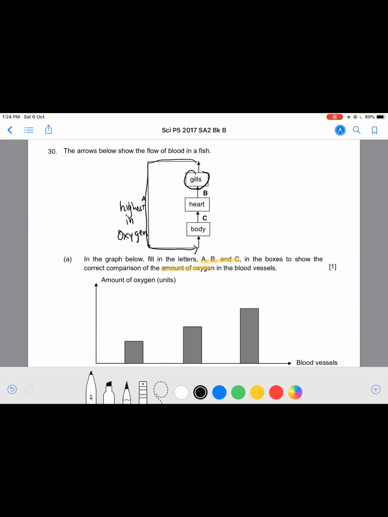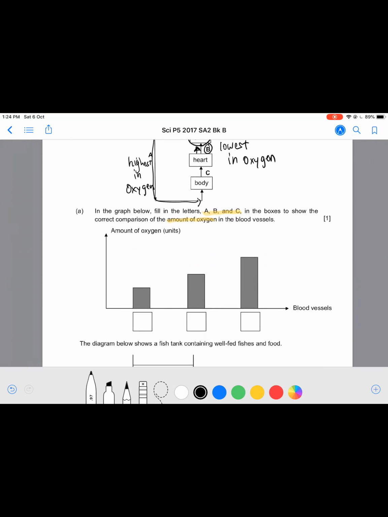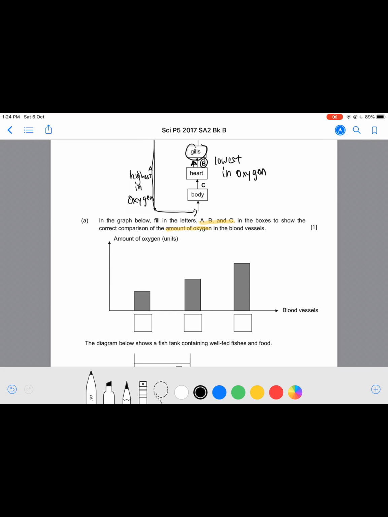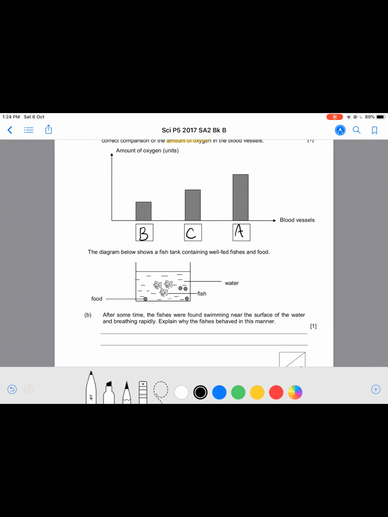Okay, now the one that has just finished its round going back to the gills to be exhaled out would be B, because it has traveled one full round already. The oxygen has been mostly used up by the fish, so B must be the lowest in oxygen. So there you have the answers: B is the lowest, and the highest will be A. What is in the middle will be C. B, C, A. Alright, next question.